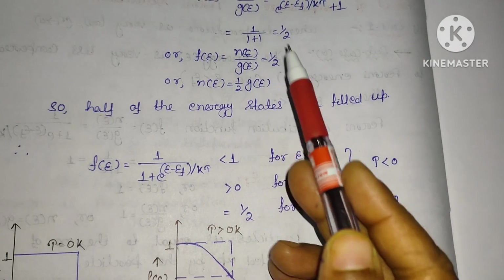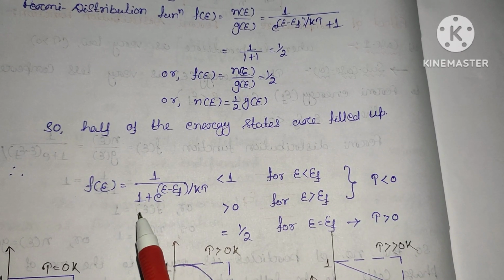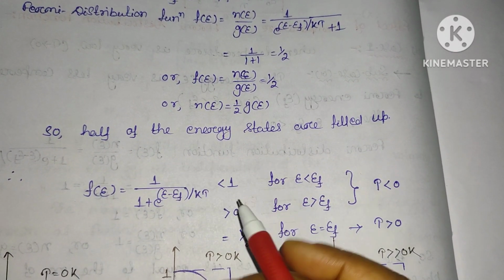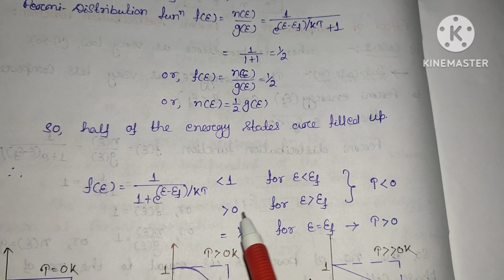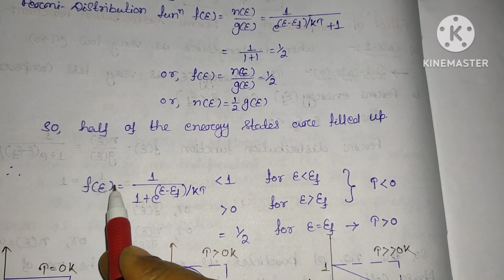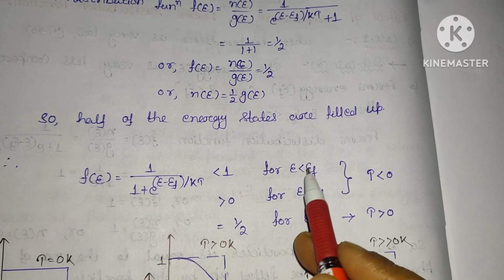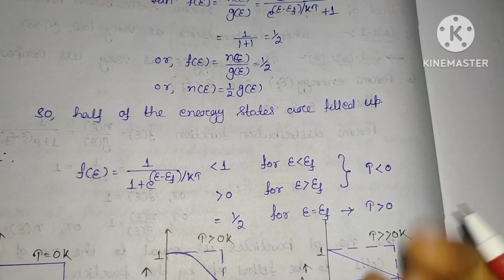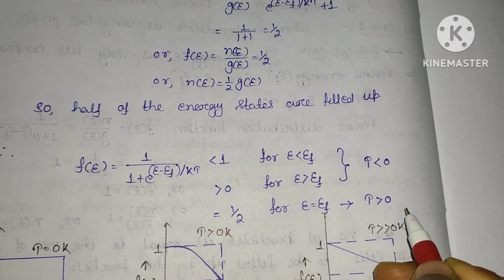So if we combine all these three, then we can write simply f of E equals 1 by 1 plus exponential (E minus EF) by kT. This f of E value will be less than or equal to 1 for E less than EF, or it may be greater than 0 when the energy value is larger than the Fermi energy, and this Fermi distribution function will be half when E equals EF. The first two cases are for T equal to 0 Kelvin, or absolute 0, and this condition is only for when T is greater than 0.